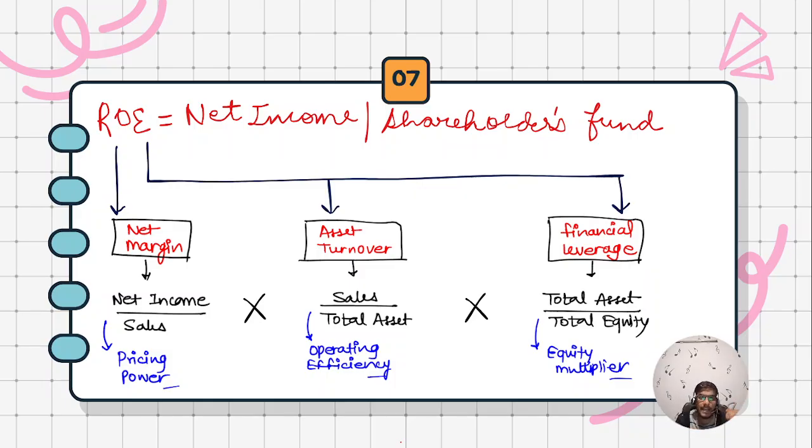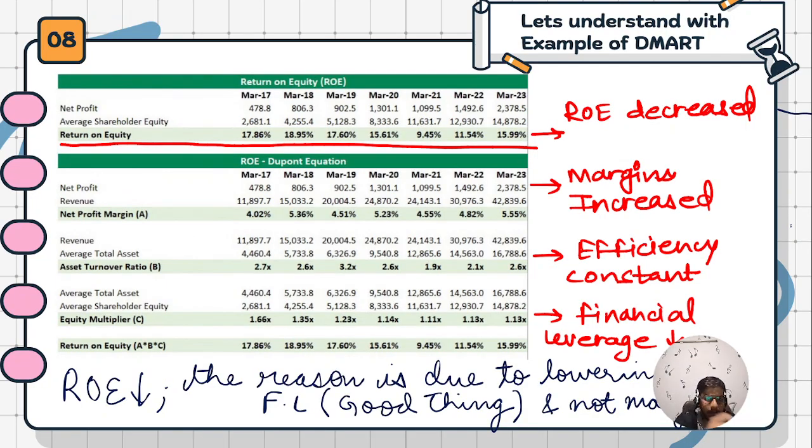That means it is higher. So how efficient your operations are is what it shows you under asset turnover ratio. Financial leverage, I already explained to you, is how we are multiplying the equity against the assets of the company. So these are the 3 ways. I will explain with an example now. This is an example of DMart.